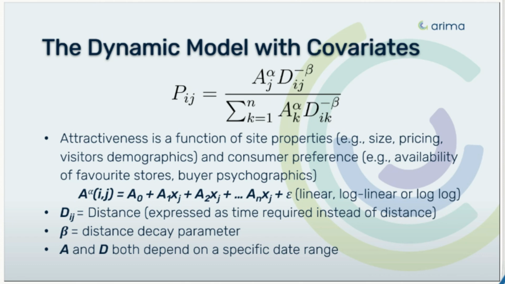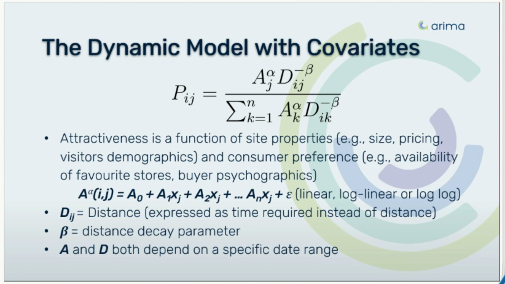As well as consumer preference. So as a consumer, what do you like? Does this location have your favorite stores? What's your buyer psychographics? Are you into things like organic food, or certain ethnic products, and does that particular store match your buyer psychographics? There are obviously many more factors that you can include within the model, but the point here is that attractiveness itself is no longer a single dimension measurement, but rather a whole function, a whole equation of many factors.